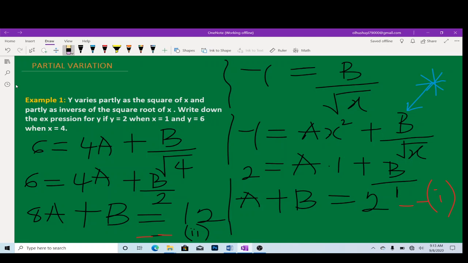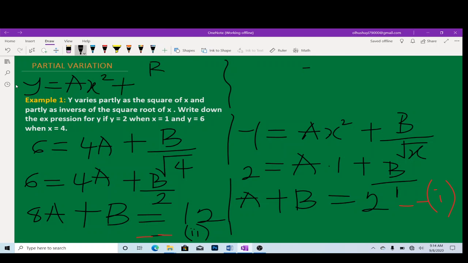Please note the equations. Let's note this also, that y is equal to ax squared plus b upon the square root of x. Because when we are done, when we've gotten a and b from our simultaneous equation, we slot them back into this formula, then we've gotten the expression for y. So let's go.